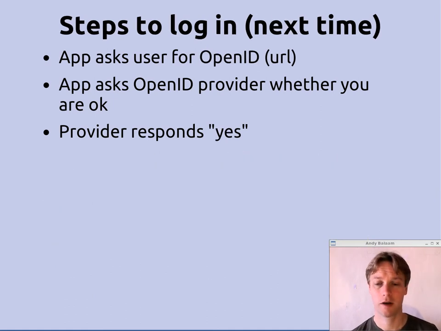So if you're already logged into the provider, it's a bit simpler. Basically, we ask the user for their OpenID. We ask the OpenID provider, are they okay? And the provider says yes. And that asking okay process is not just saying, are they logged in? Are they someone that you recognize? But potentially could also be, is this someone who has given permission for this application to use their identity or use certain information about them which the provider might give us.